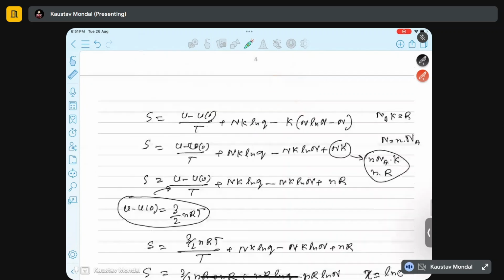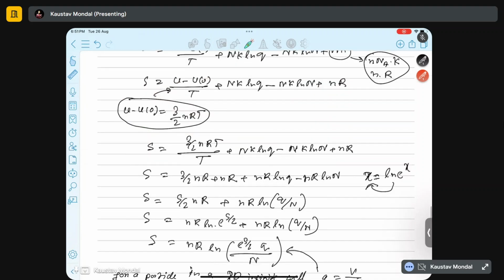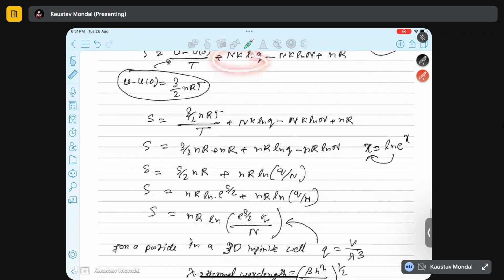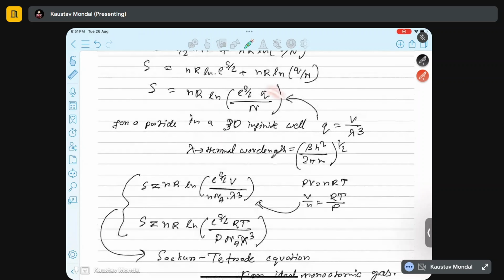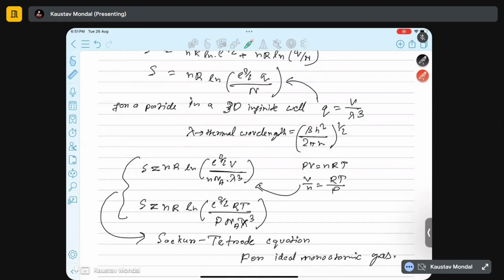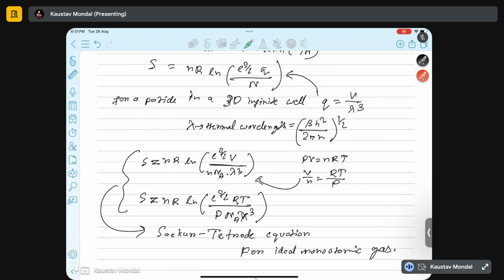After substituting that here, we will do this algebra and change some parts of the equations. Then after doing all this algebra, we are getting this kind of a form. We have also substituted the expression of the single particle partition function, which we derived in our last classes, where the small q is V over lambda cubed.